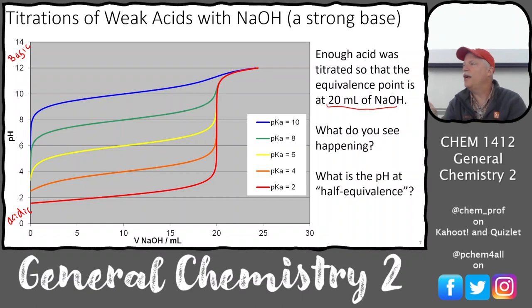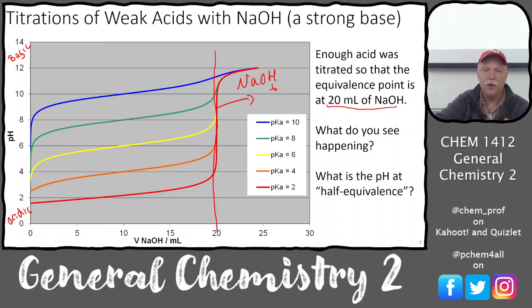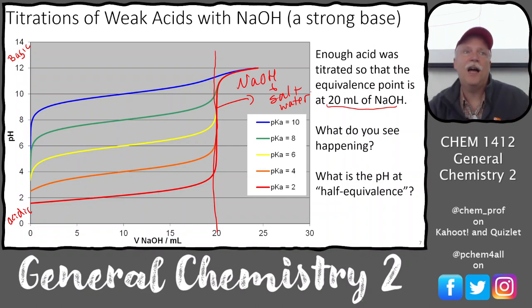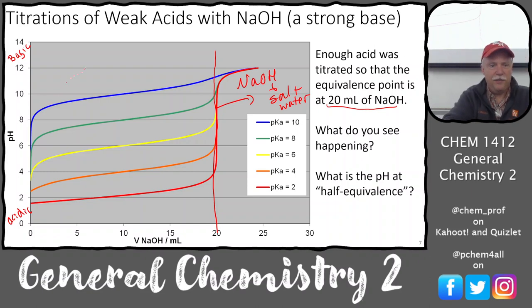Yeah, and so that's when you've run out of the acid, and then it's all sodium hydroxide. So that's why they're converging, because from this point here, I guess, let me draw it right here, from the equivalence point to the right, it's just sodium hydroxide and salt water. So salt from the acid, and then sodium hydroxide, which adds a lot of hydroxide. So over here is when you have the acid area, weak.